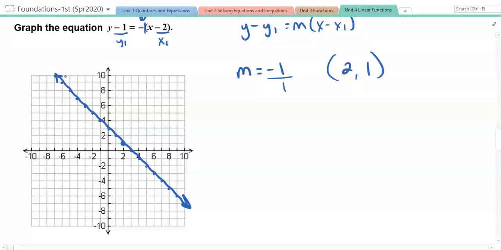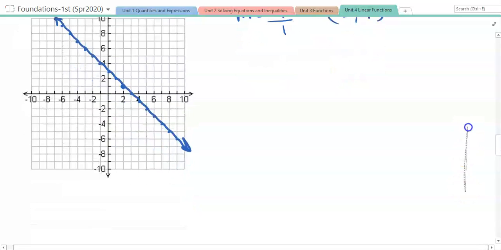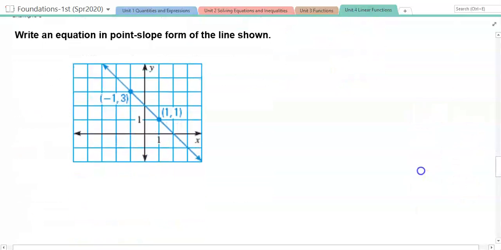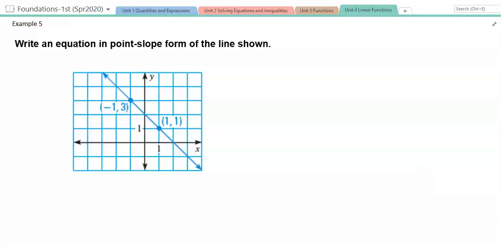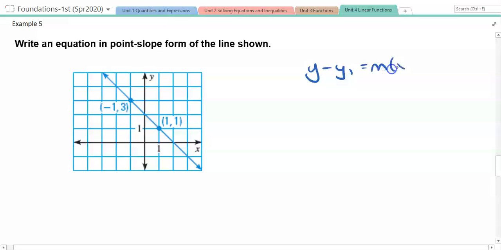Okay, so again, it's not hard to get this information. It's just pulling the information out from the equation and being able to graph it on the line. So let's look at example 5. Now we're given a graph and we want to write the point slope form of the line shown. And so again, we're going to use point slope form. y minus y sub 1 is equal to m times x minus x sub 1.